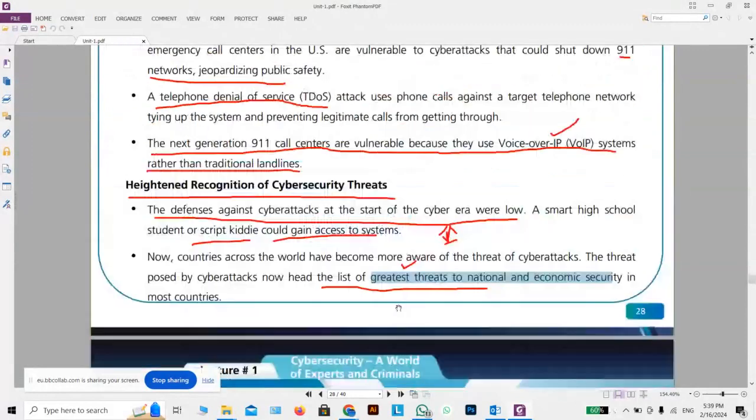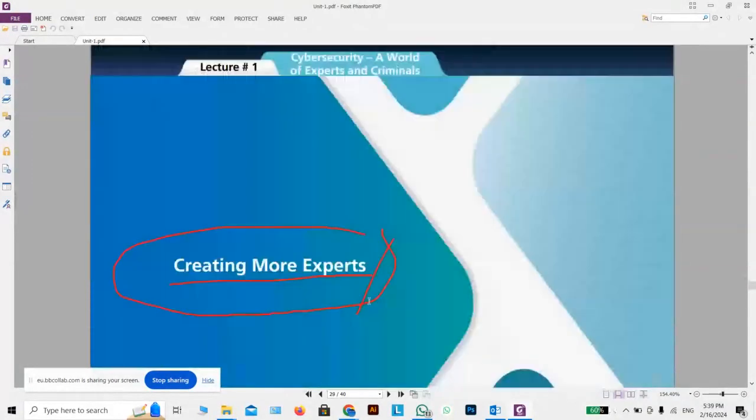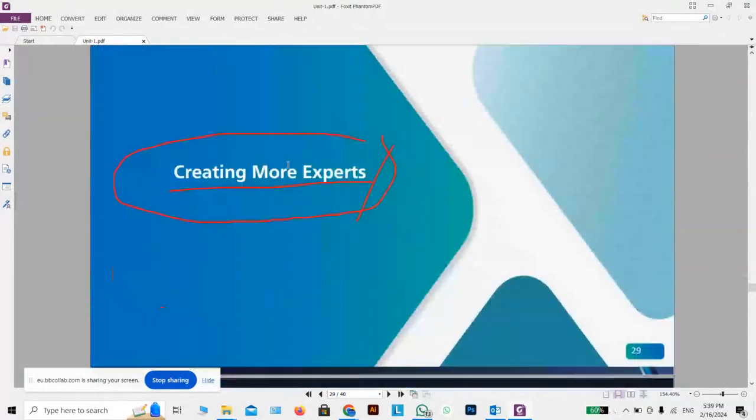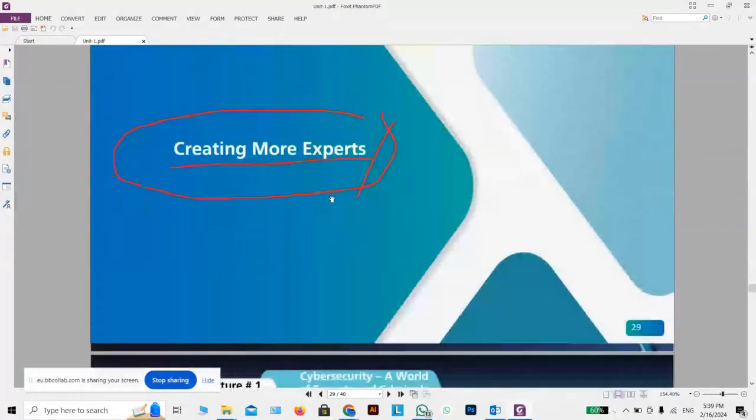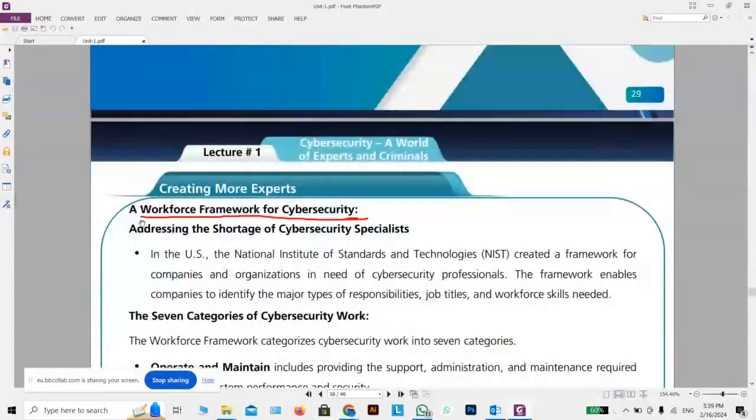In this situation, we need to create more experts. For that, we need to define a framework. This framework helps companies and organizations produce a sufficient number of cybersecurity professionals, and then we also decide in this framework which job is to be assigned to whom. The framework enables companies to identify major types of responsibilities, job titles, and workforce skills needed.